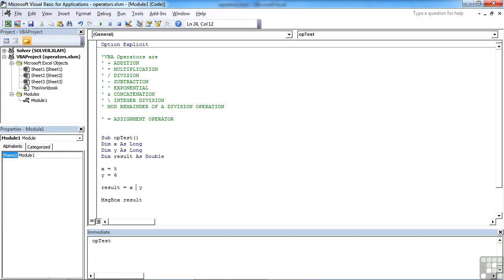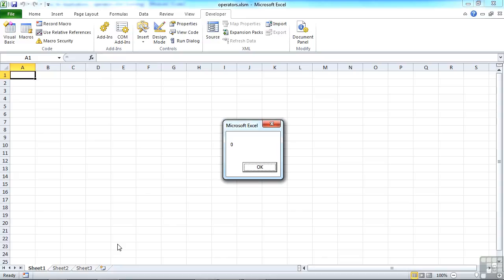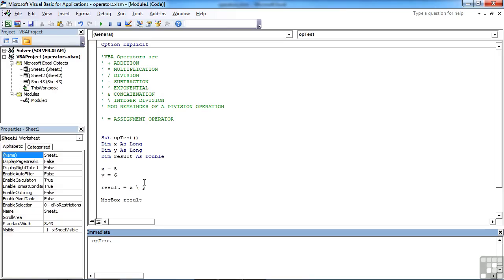Let's try the backslash. And we end up with a 0. Because 5 divided by 6 is actually less than 1, so there is no integer value.